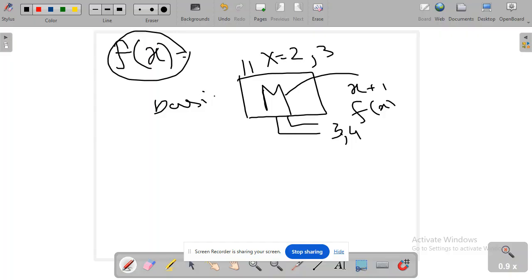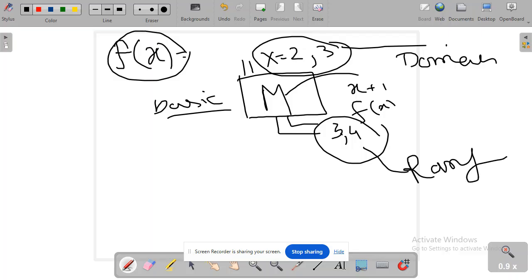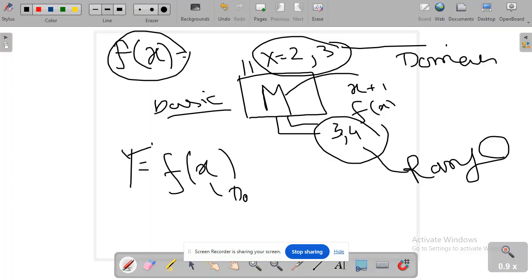Okay guys. So now let us understand the values of x that we are putting. These are called the domain of the function. And the values that we are getting are called the range of the function. So this is the concept of domain and range. For example, y = f(x). All the values of x are your domain and all the values of y are your range.